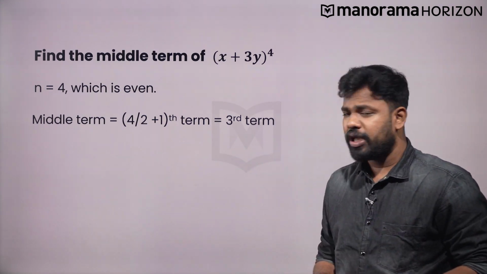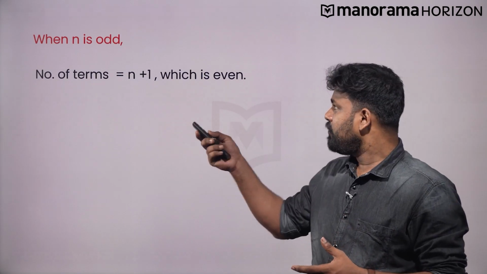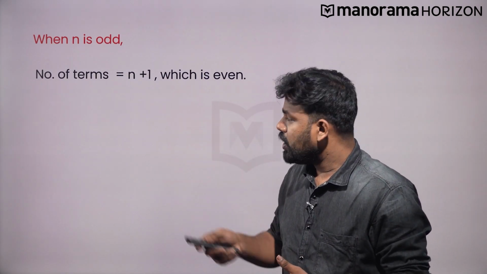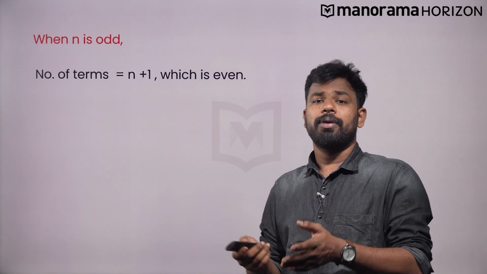So which term is going to give the middle term? The third term. Now, what will be the case when n is odd? When n is odd, the number of terms is n plus 1, that is even. That means we have two middle terms.